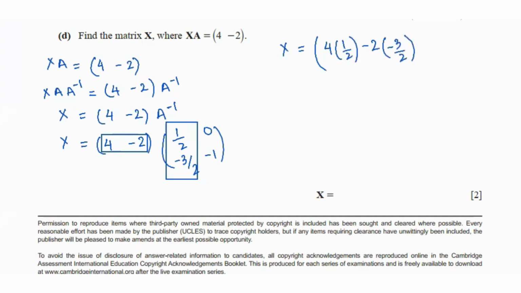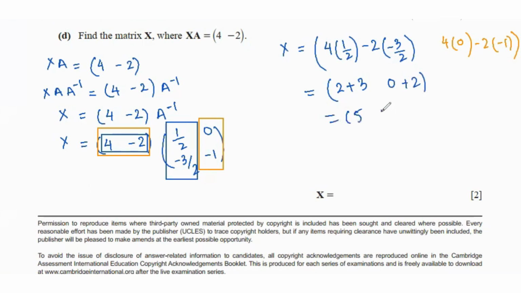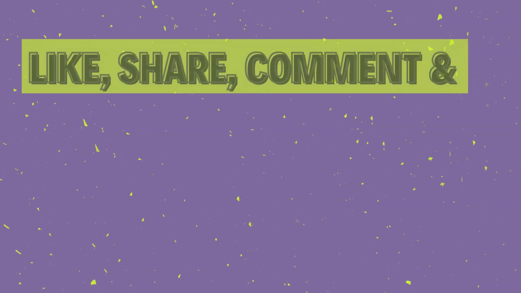And then I'm going to multiply 4, negative 2 with the other column. So that's going to be 4 times 0 minus 2 times negative 1. So that's 2 plus 3 and 0 plus 2. So that's 5, 2. That is your value of X.